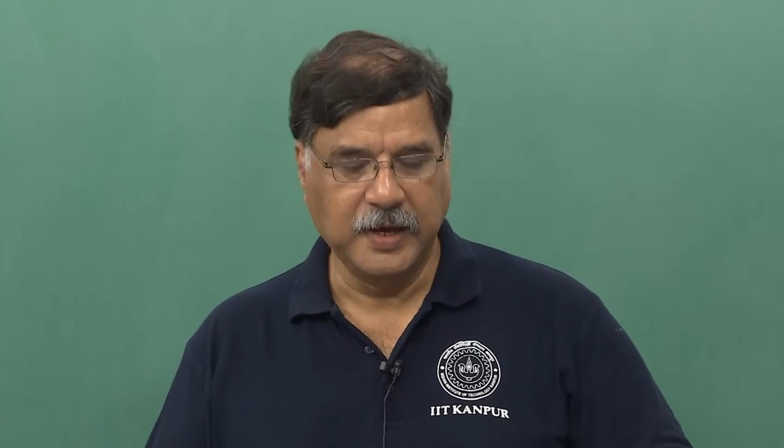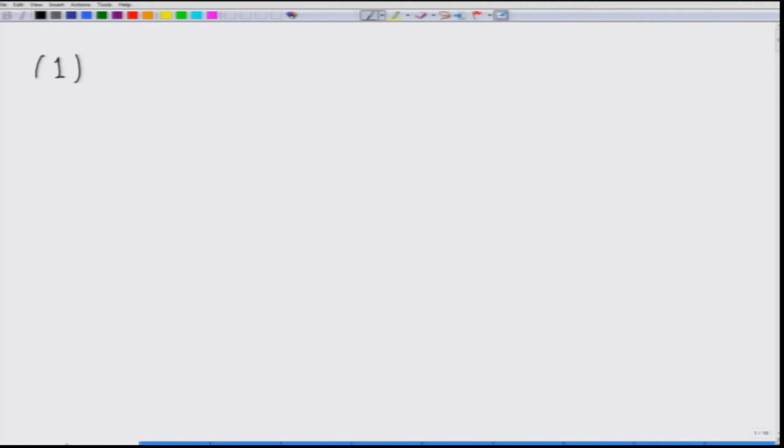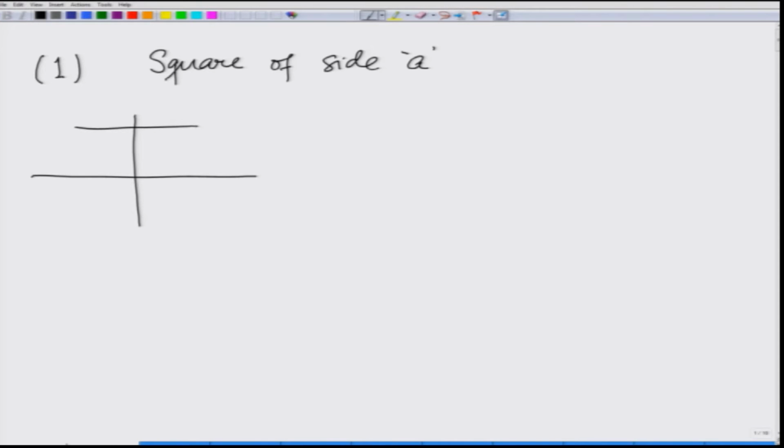In this lecture we calculate moments and products of inertia of some simple geometric figures. To start with, let us take a square of side a and calculate the moment of area and product of area of the square. The side is a. Let this be the x axis and let this be the y axis.